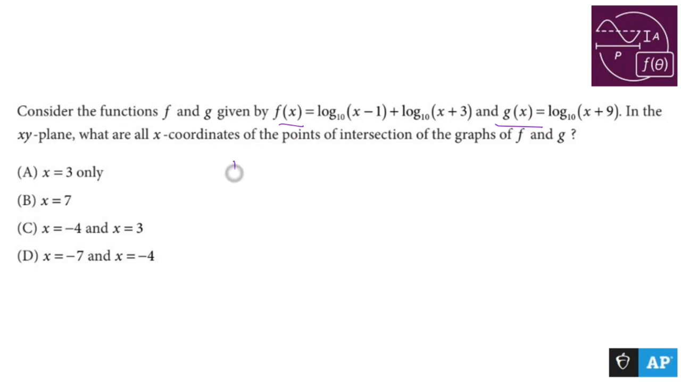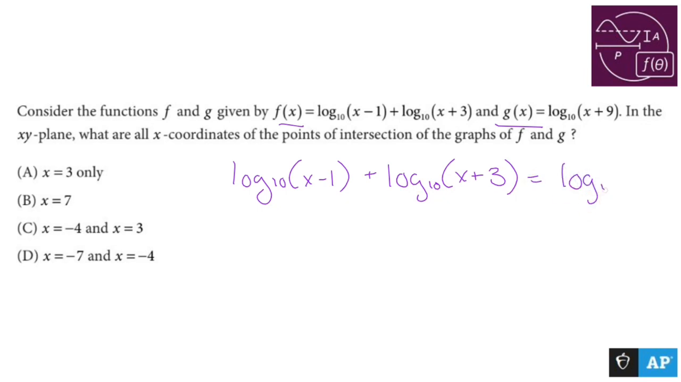So f of x is log base 10 of (x minus 1) plus log base 10 of (x plus 3), the same base, equals, wouldn't you know, log base 10 again of (x plus 9). Whenever you're adding logs of the same base, multiply the insides. So these two combine to make log base 10 of the quantity (x minus 1) times the quantity (x plus 3).